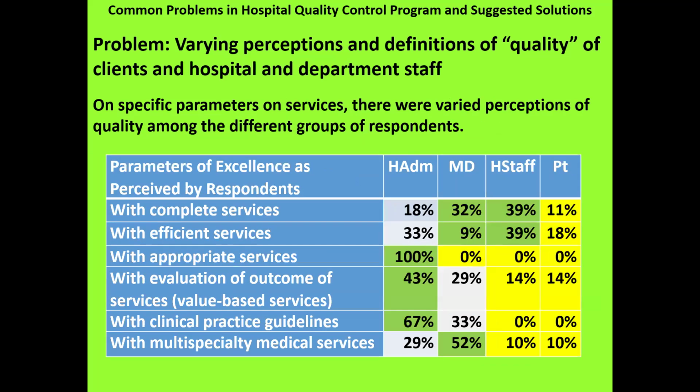On the specific parameters on services, again, there were varied perceptions of quality among the different groups of respondents. Again, to just cite two examples, the physicians and the non-medical staff put significant weight on complete and efficient services compared to patients. The physicians put significant weight on the presence of multi-specialty medical services compared to the non-medical staff and patients.